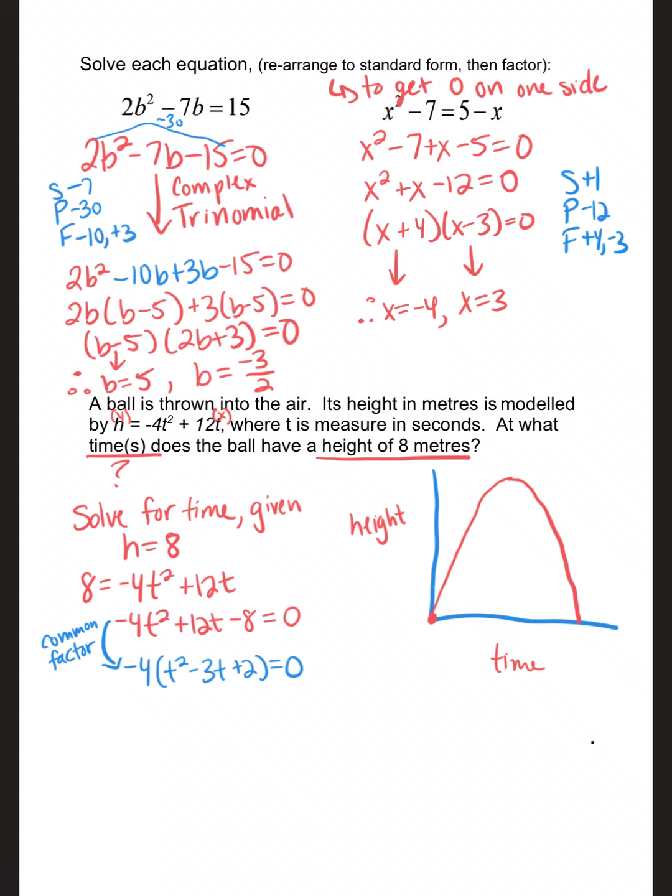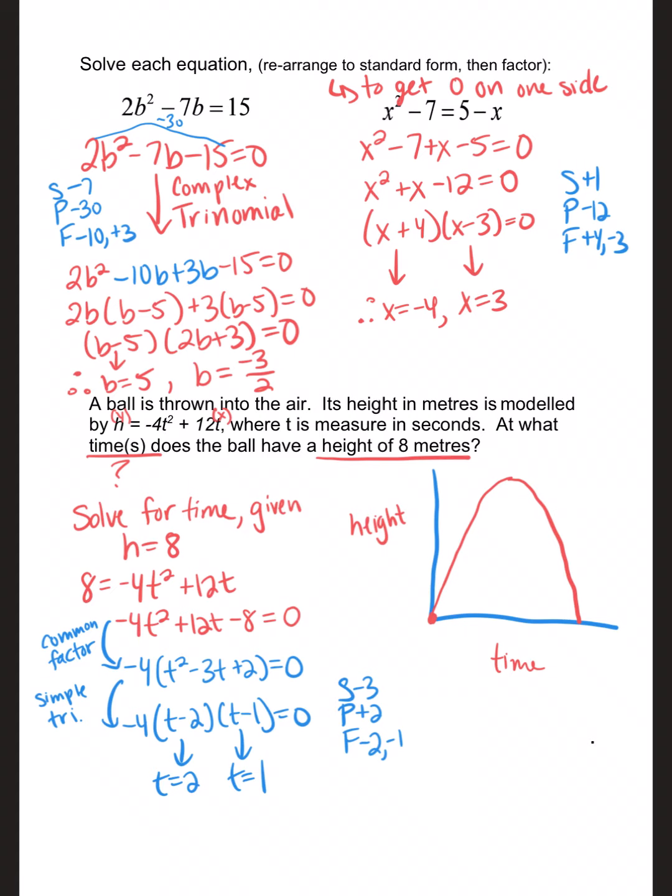So the trinomial I have remaining is a simple trinomial. So we're going to just factor a simple trinomial. So we do that by using our SPF, two numbers that add to -3, but multiply to a +2. It's going to be a -2 and a -1. Okay, so we'll have our -4 out front, and then we have t minus 2 and t minus 1. All of that still equals 0. Okay, so if we solved, we should get that t equals, not 0, t equals 2 and t equals 1, okay, when we try to solve those.